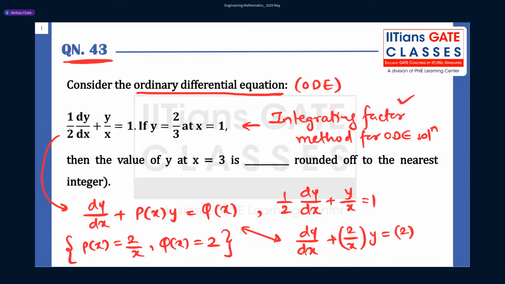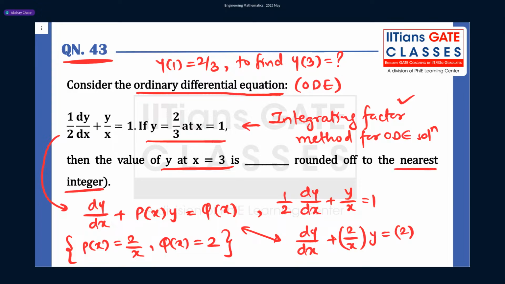Apart from that, they have given you some initial values. They have given you that at x equal to 1, y is 2 by 3. So y of 1 is 2 by 3, and you need to find what the value of y is at x equal to 3. So basically you need to find y of 3, and it's a data entry question and you need to round it off to the nearest integer. You can't put it as point something something, you have to round it off to the nearest integer. So this was all the information given, and this is a standard integrating factor method question.